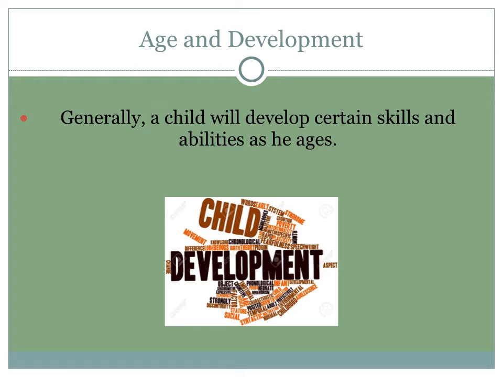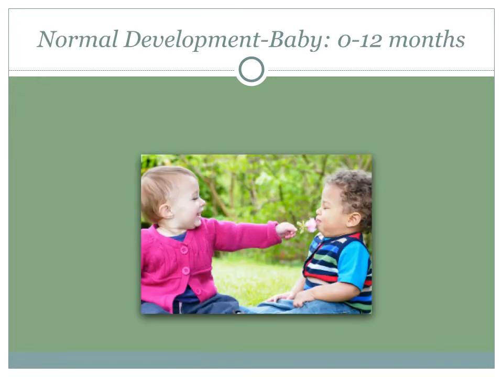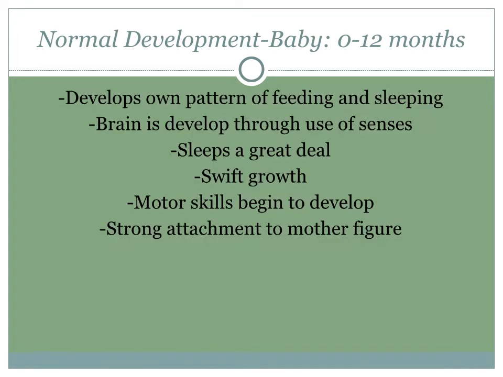Now, when it comes to age and development, generally a child will develop certain skills and abilities as he ages. This first stage of normal development, this baby stage, is between birth and 12 months. During this baby stage, an infant develops his own pattern of feeding and sleeping.